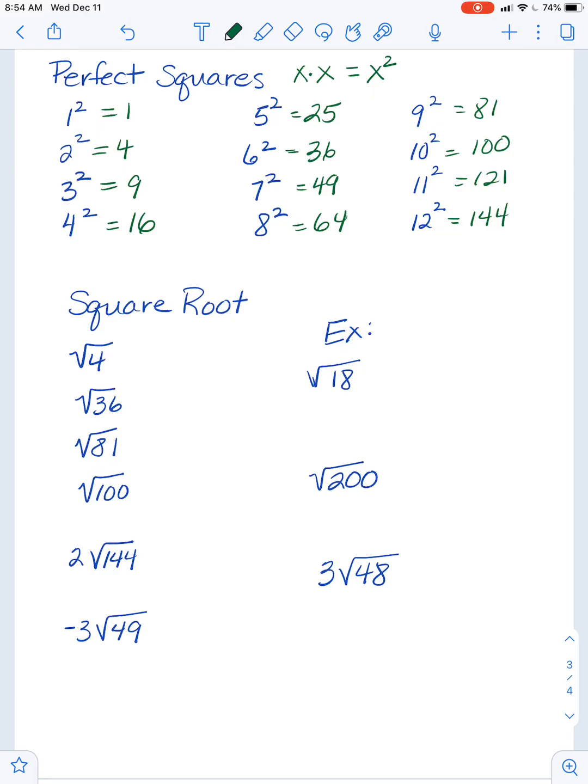The square root of a number is the opposite operation of a perfect square. Okay, so we say that squaring and square root are opposite operations.